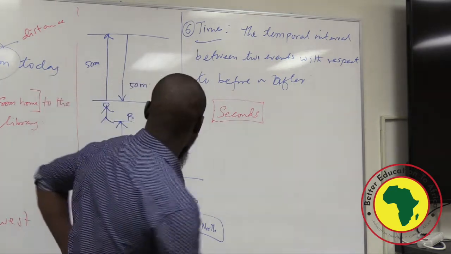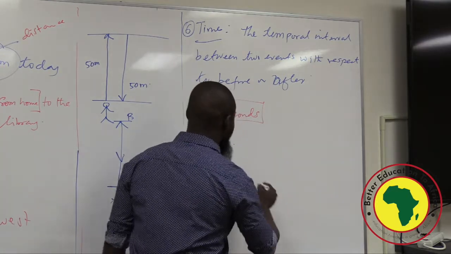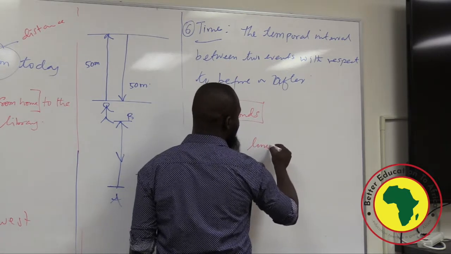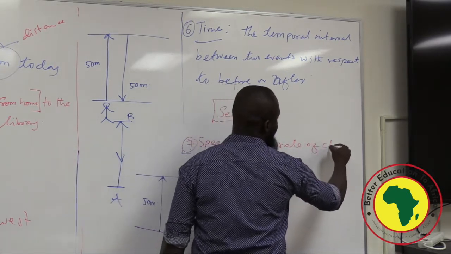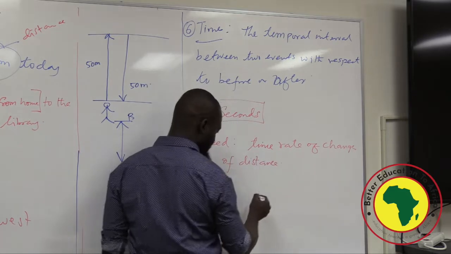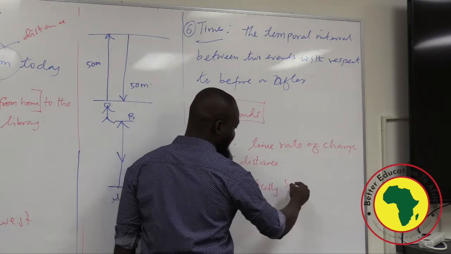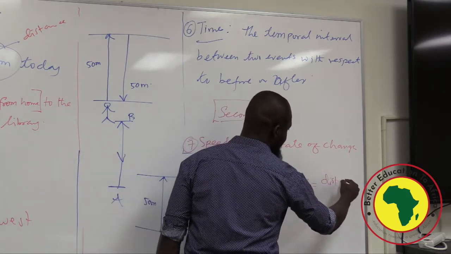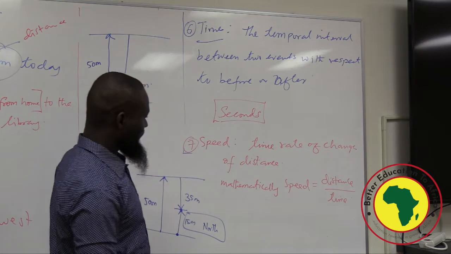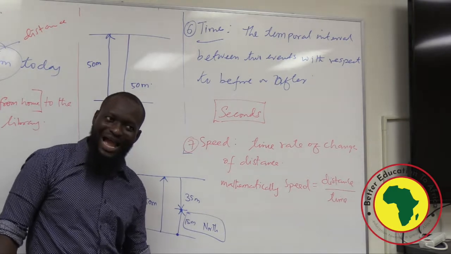Now, speed. That's number 7. Speed is defined as the time rate of change of distance. So mathematically, we say speed is equal to distance divided by time. I have people who define speed as the rate of change of distance with time.